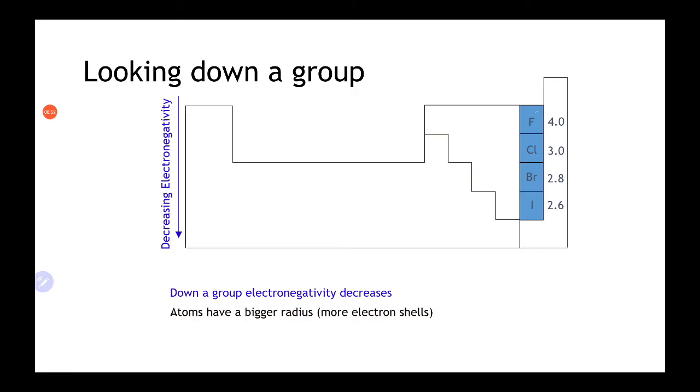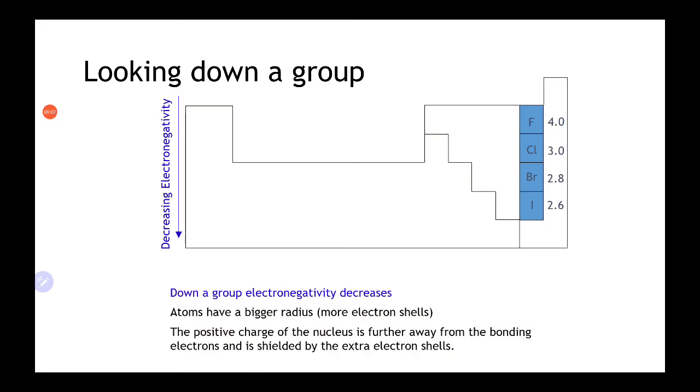Because as you're going down the group, the size of the atom is increasing. It's getting bigger because you've got more electron shells. So the positive charge is further away from those electrons, and you've still got that shielding effect in there. The bigger the element, the further away those electrons are from the middle of the atom, so the nuclear pull on those electrons is weaker. That's why the electronegativity decreases as you're going down.